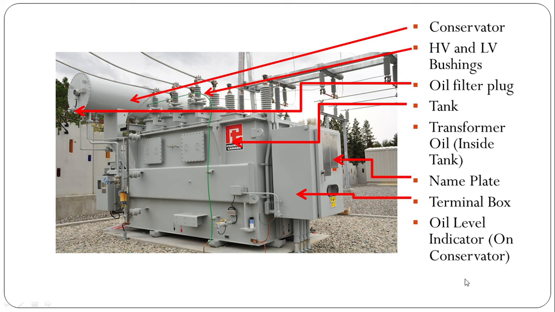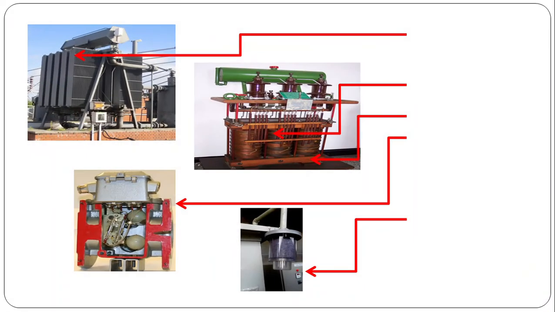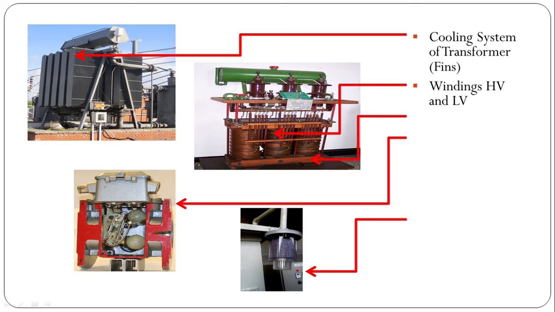Next is oil level indicator. It is not visible here, but it is on one of the faces of this conservator tank. It indicates the level of oil in the conservator. Next is radiator or fins. These are radiator or fins. They help in cooling of transformer oil by increasing the surface area for heat dissipation. Okay, so radiator of fins forms the cooling system of transformer. This is transformer winding, and these windings are wound on the magnetic core.